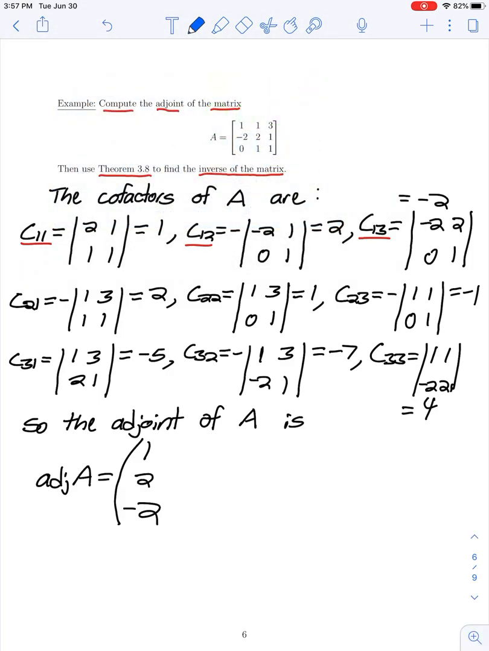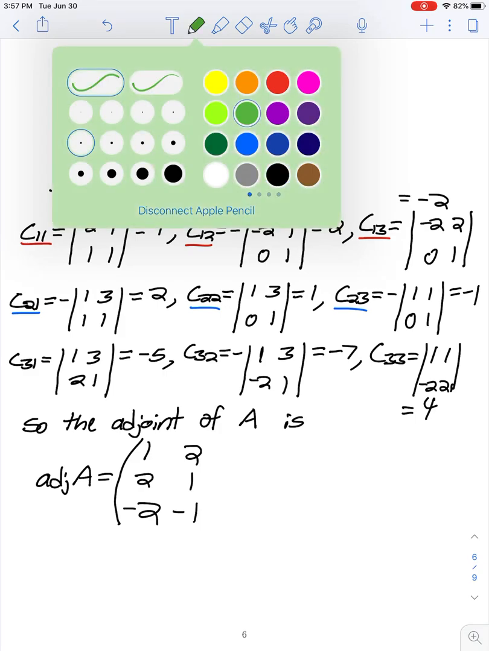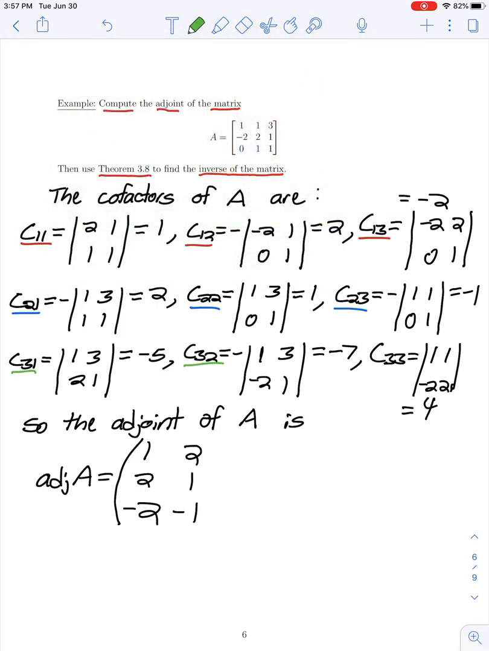The entries that we found for the cofactors along the second row of A become the second column of the adjoint. So we have a 2, 1, and -1. And the cofactors that we found for the third row of A become the entries in the third column of the adjoint. So here, -5, -7, and a +4. All right. So we found our adjoint. That was the first part of this problem.